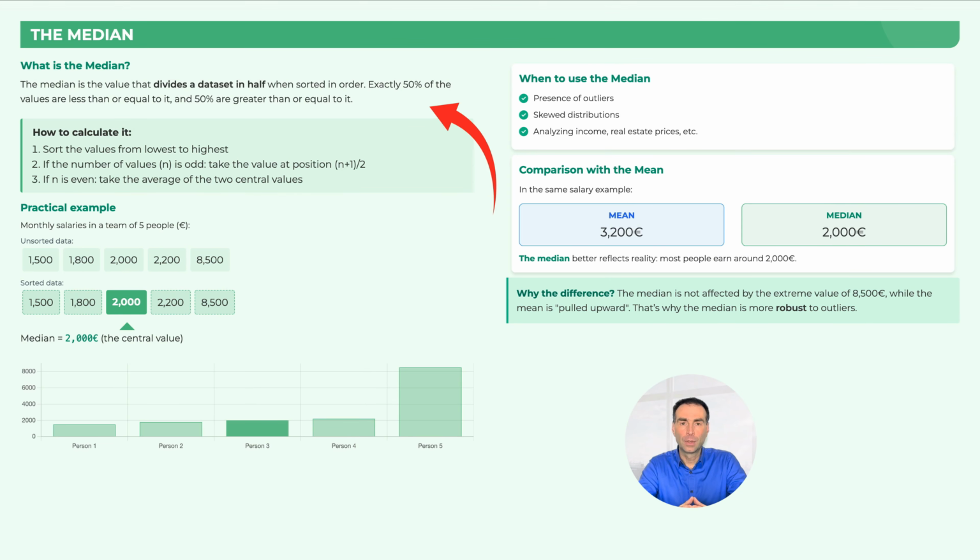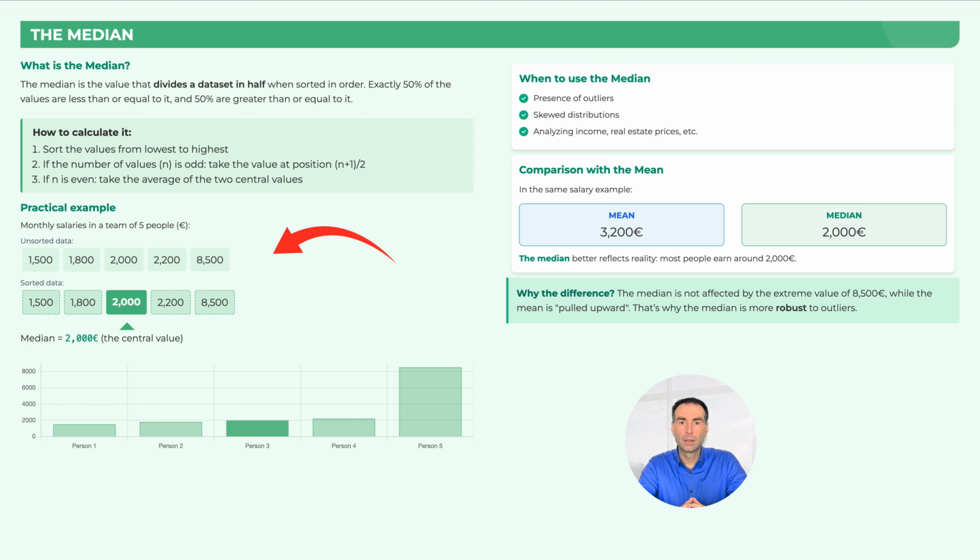That brings us to the median. The median is the value that splits the ordered dataset in half. Half the values are below it and half are above. To calculate it, sort the values from smallest to largest. The median is the middle if there's an odd number of values. If the number is even, you take the average of the two middle values.